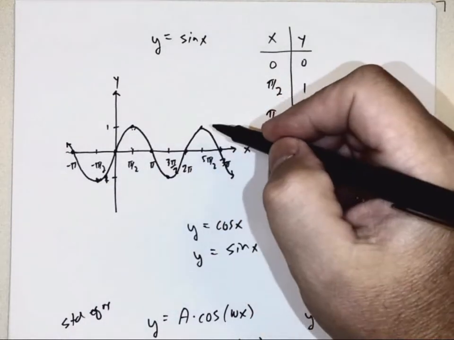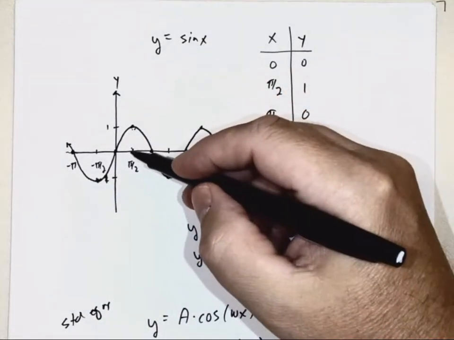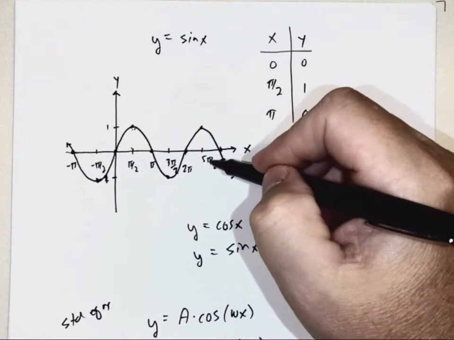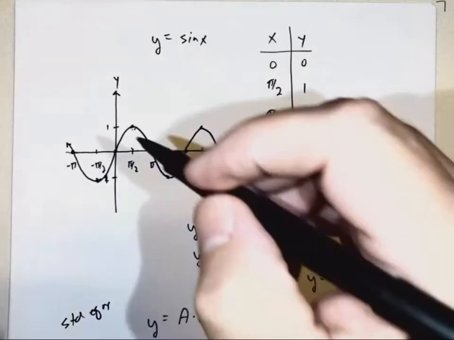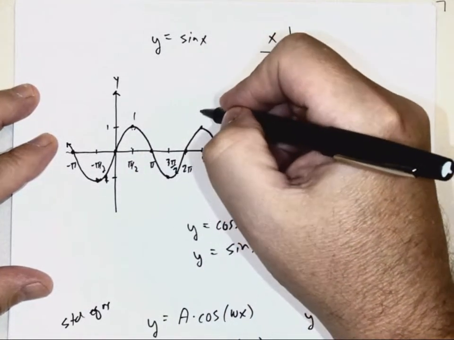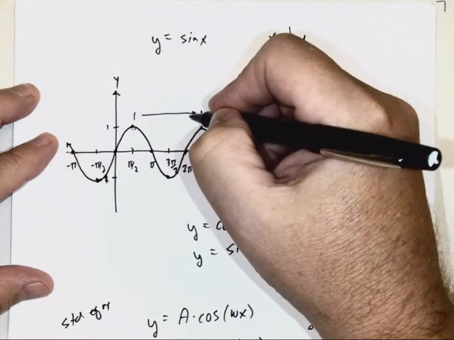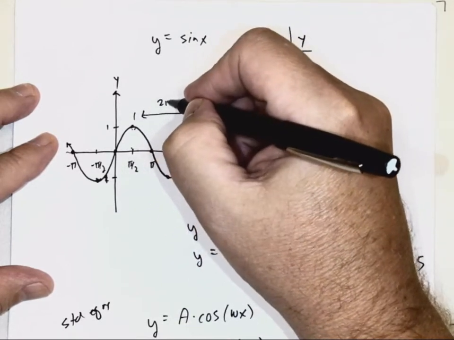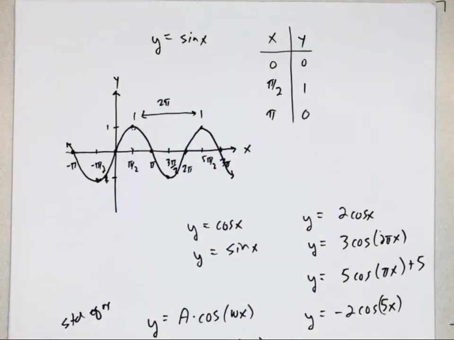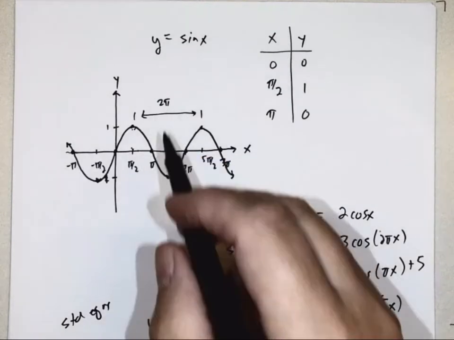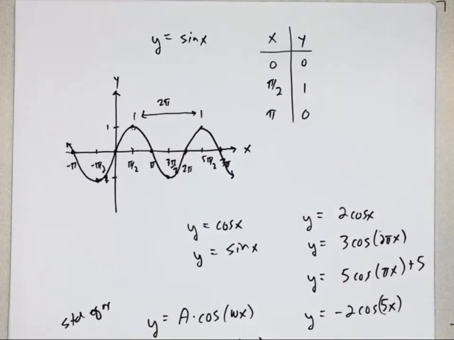I would say in this case, if I go from pi over 2 to 5 pi over 2, I've actually gone a distance of 2 pi. That would be my period. The period is how far it takes for the graph to begin to repeat itself.